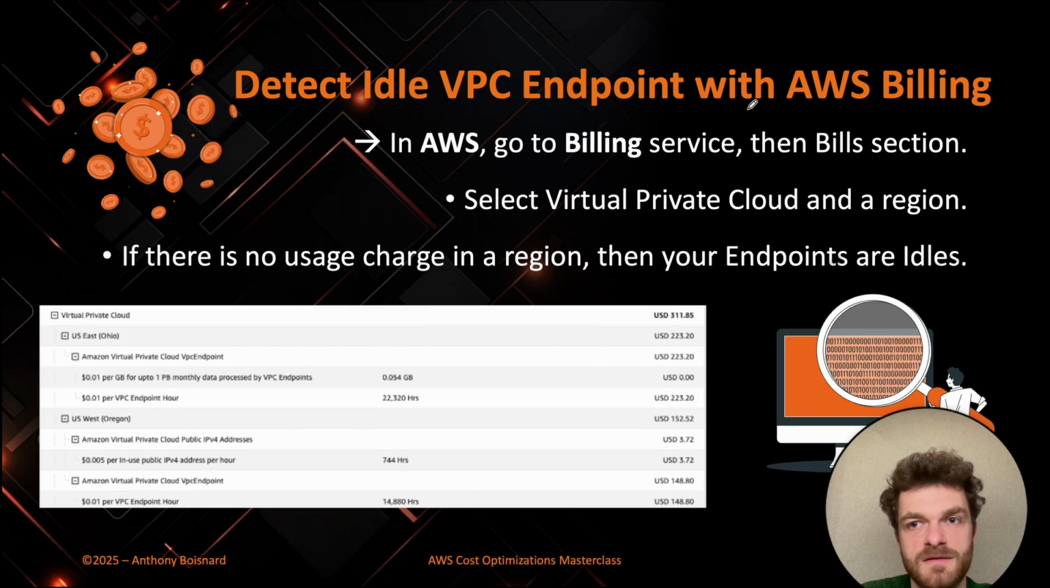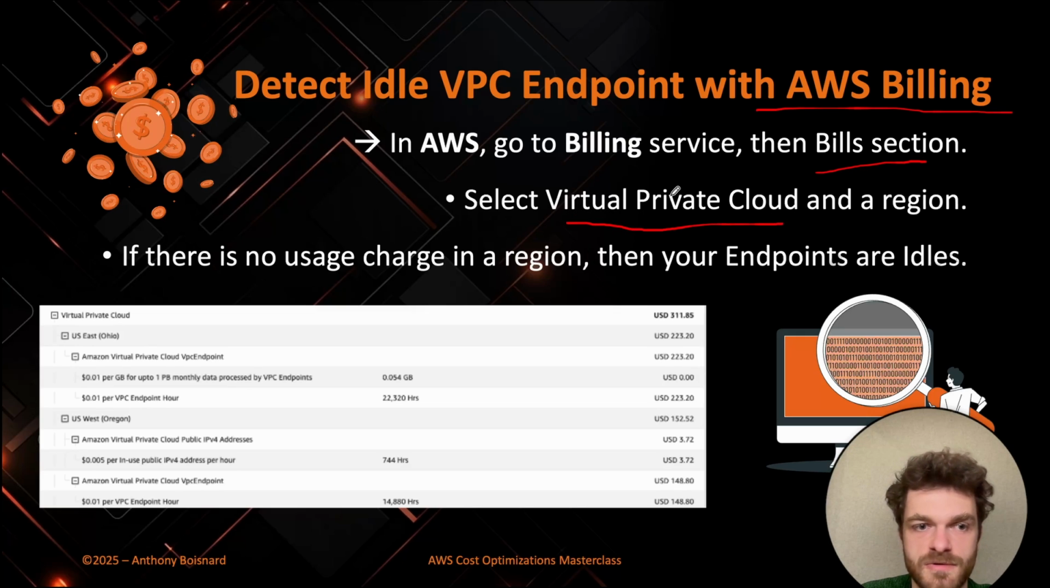You can also check with AWS billing. So if you go to the bill section, select virtual private cloud and then a region. And as usual, if there is no usage charge in a region, then your endpoints are idle.